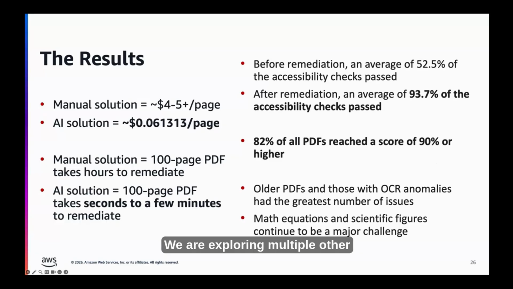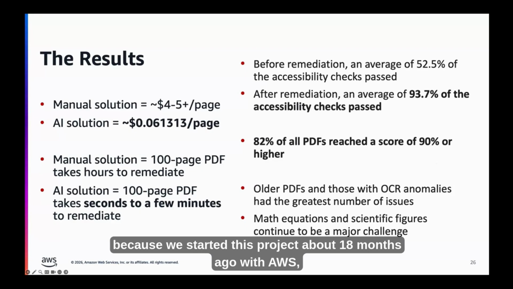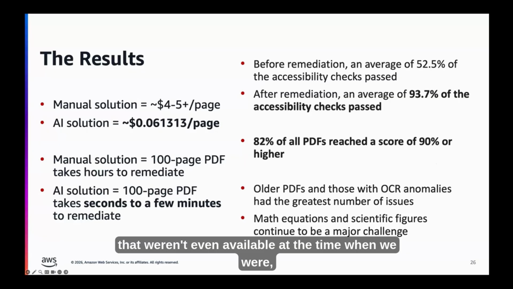We are exploring multiple other API and AI tools that have come onto the market really within the last 12 months, because we started this project about 18 months ago with AWS, and they weren't even available at the time when we were prototyping and finding solutions. So there are a couple other things out in the market.